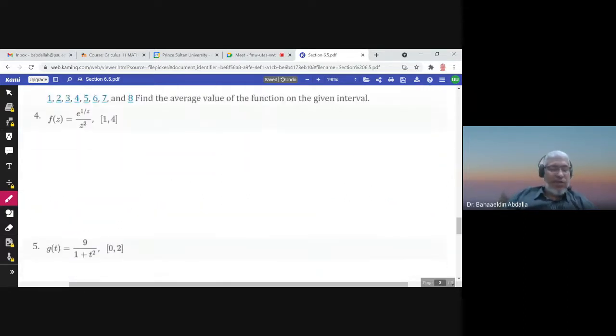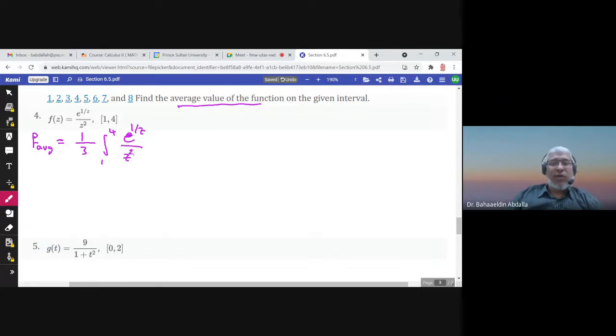Okay, some other questions here about the average value of the function. Find the average value of the function on the given interval. So the formula says f average equals 1 over 4 minus 1, which is 3, times the integral from 1 to 4 of e to the power 1 over z, over z squared dz. Well, how to evaluate this integral?